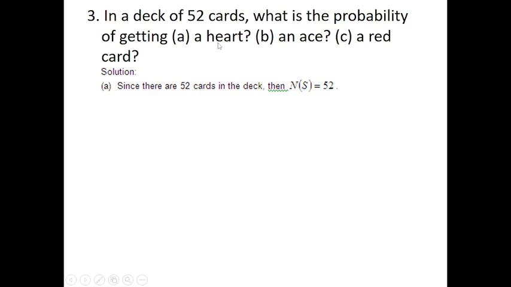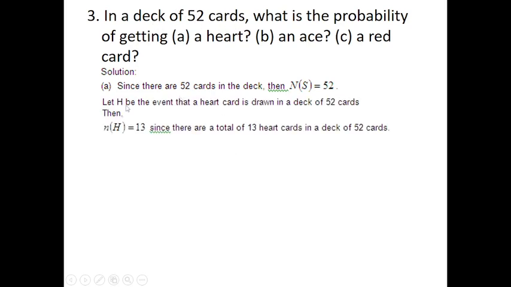No? Ngayon, ano lahat ng possible outcome sa pagbunot mo ng card dun sa 52? Bilangin mo isa-isa yon, aabot ng 52, right? Kung bibilangin mo ng isa-isa yon. Diba? King na heart, one card lang yun. Queen na heart, another card yun. Etc. etc. So, bilangin mo lahat yon, 52. No? In a deck of 52 cards. And then, let H be the event that the heart card is drawn in a deck of 52 cards.